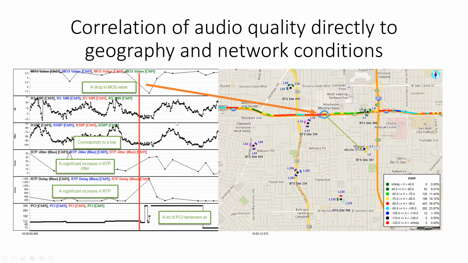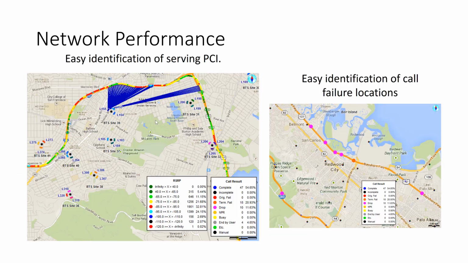So we can then identify this poor MOS score as being related to network conditions. So packet delay caused by PCI hopping and poor SINR values. So interference, and so this is going to be an area that the network will want to go out and see if there's some optimization that can happen in that area.